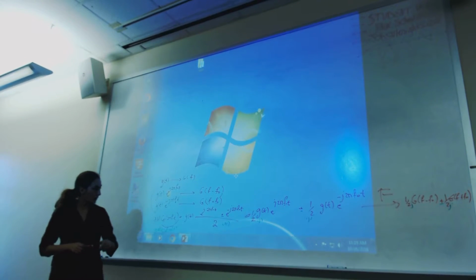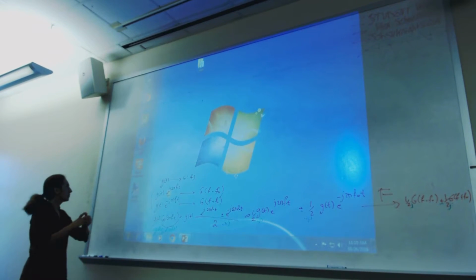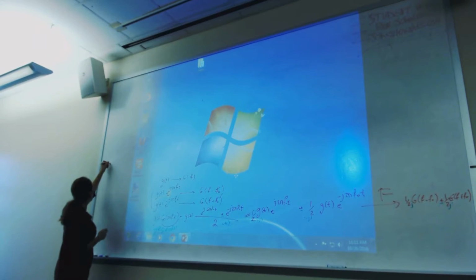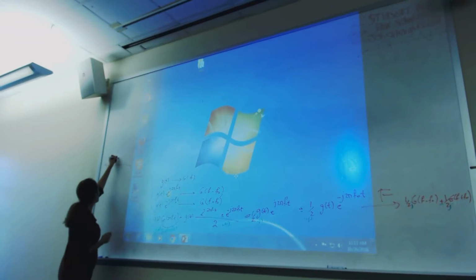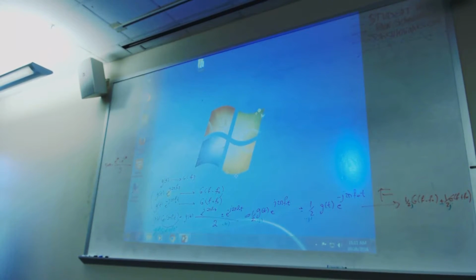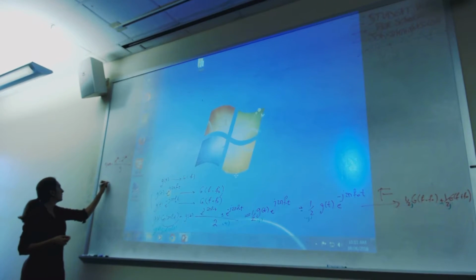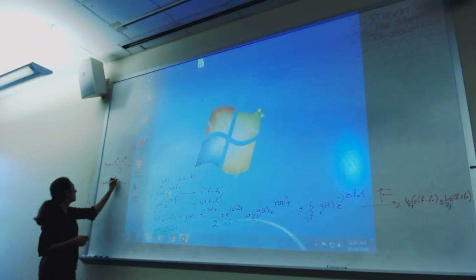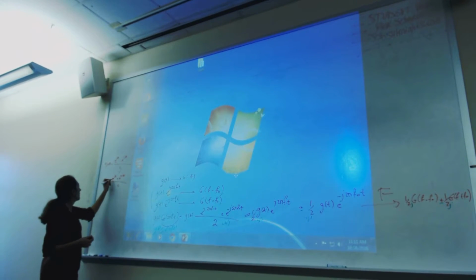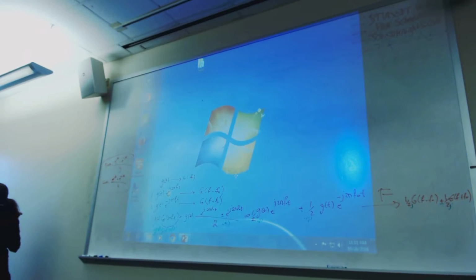I can't read it. Is that 2j? 2j, yes. Instead of 2, you have 2j if you have a sine, because the sine of theta is e to the power of j theta minus e to the power of minus j theta, over 2j. So that modulated your g of t.